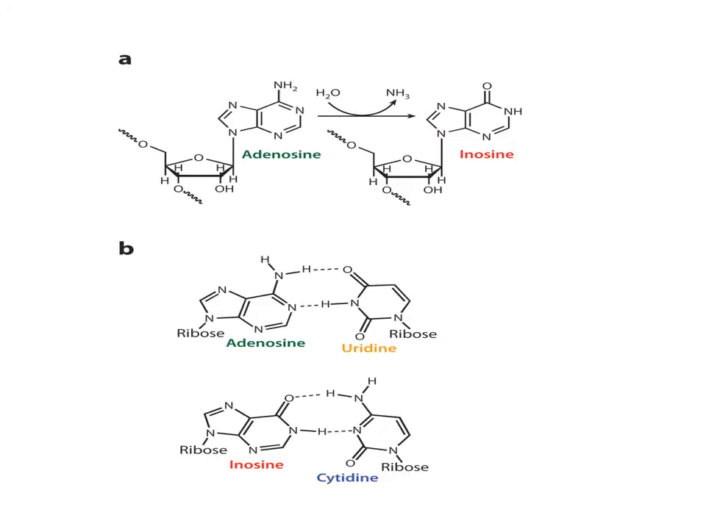Okay, so reminder, here's adenosine. If it's converted to inosine by removal of the amino group, you now have a double bond O at that position, and that inosine will base pair differently from what the adenosine did. So here we have adenosine base pairing with uridine in its usual way. Inosine, however, base pairs with cytidine, which is to say it acts as if it were a G.